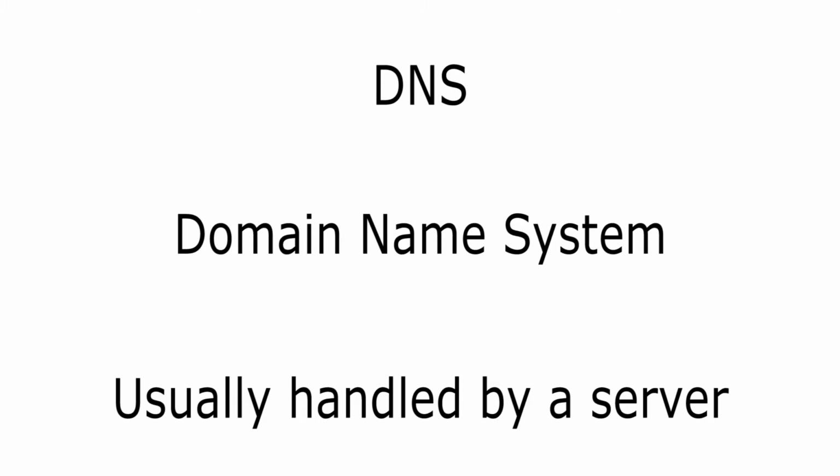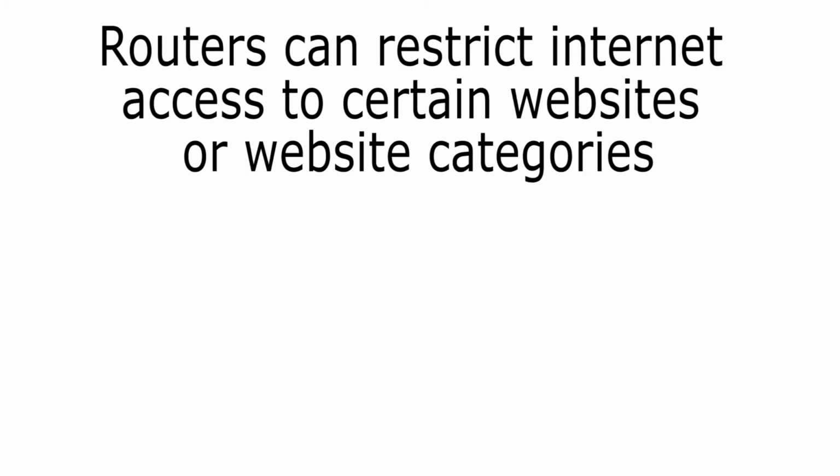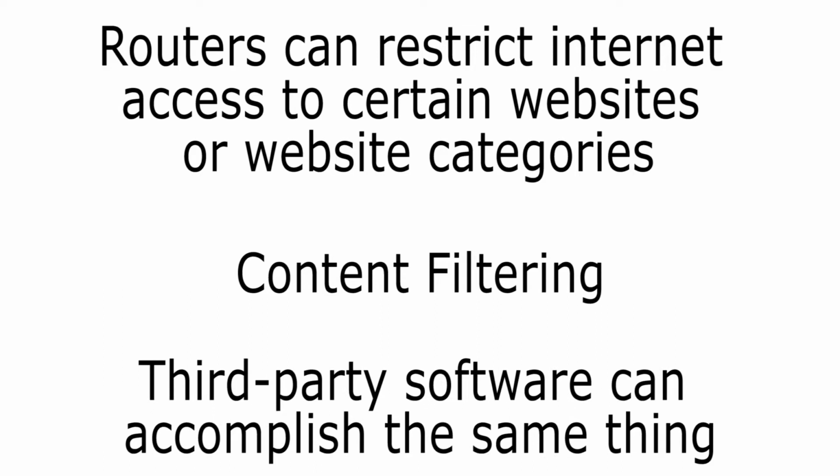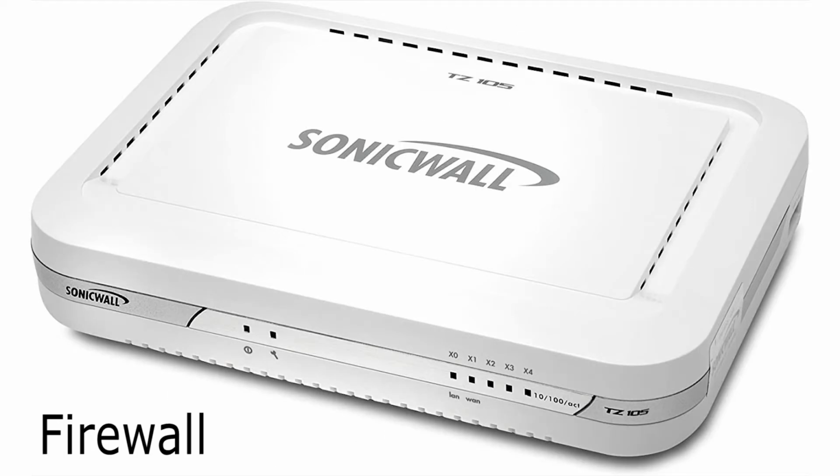More on that later. Some routers can also be used to restrict internet access to certain websites or website categories. This is often referred to as content filtering. There's also third-party software available that can be installed on devices to accomplish the same thing, but if a user has administrative rights on their computer, he or she will have the ability to remove it. So there's an advantage to using the firewall or another external device for this reason.